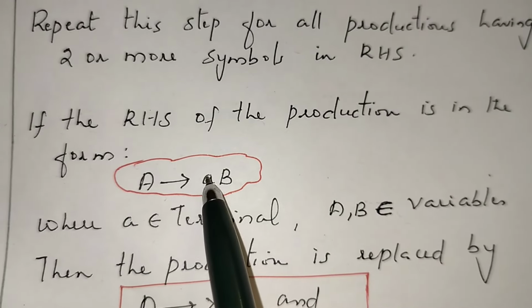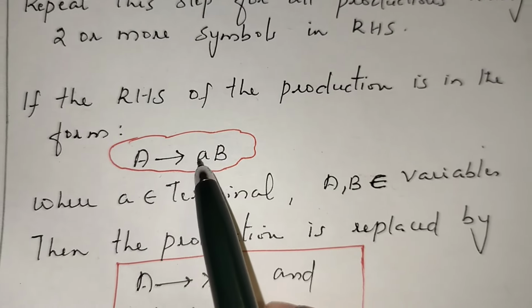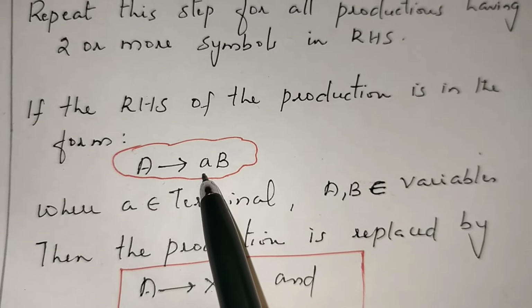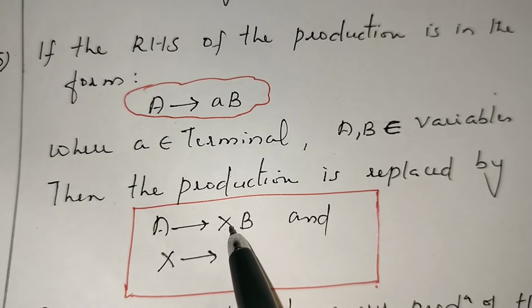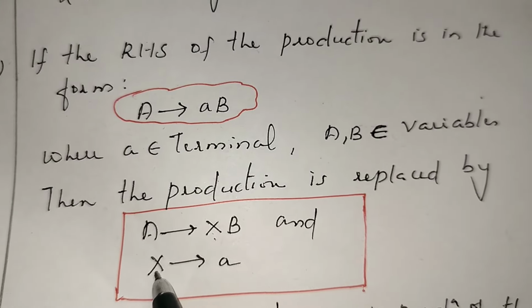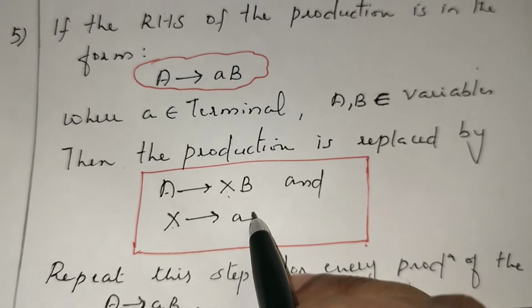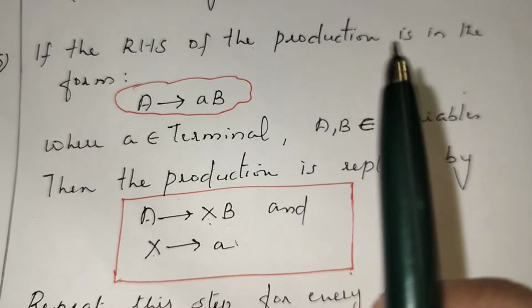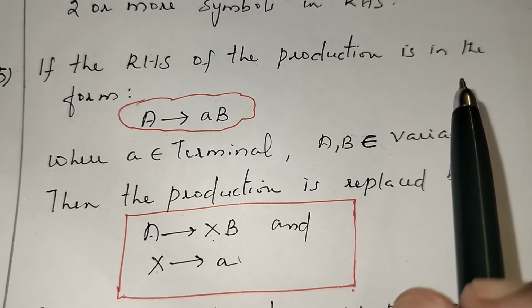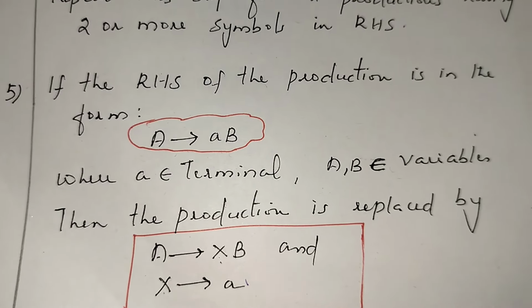But if it is a combination of terminal and non-terminal, then we need to replace the terminal with a non-terminal and add the production. I am replacing a with X and I am adding the production for X. So you need to repeat the step and convert. Finally, you will get the Chomsky normal form. So let's see one example for that.